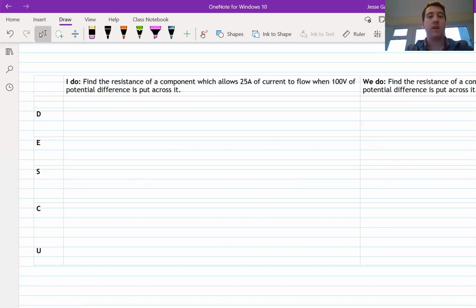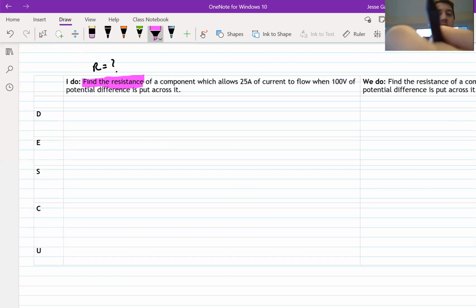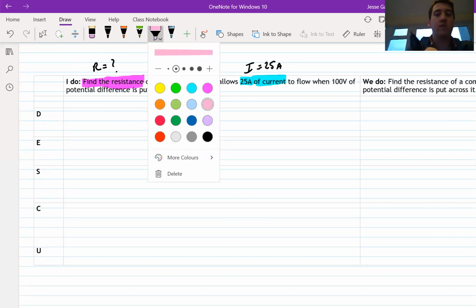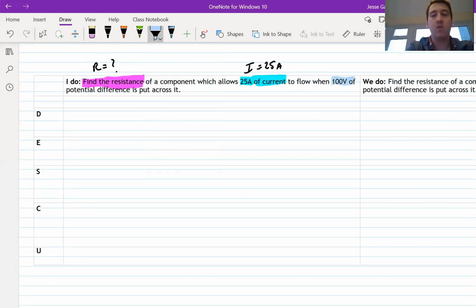Again, we're going to start off with I do. Okay, so teacher does. So find the resistance. This time we need to find R. R is the question mark. Don't know R. Okay, so find R when a component which allows 25 amps of current, so the current I equals 25 amps, to flow when 100 volts. Okay, well, volts, that's potential difference. So that's going to be V equal to 100.